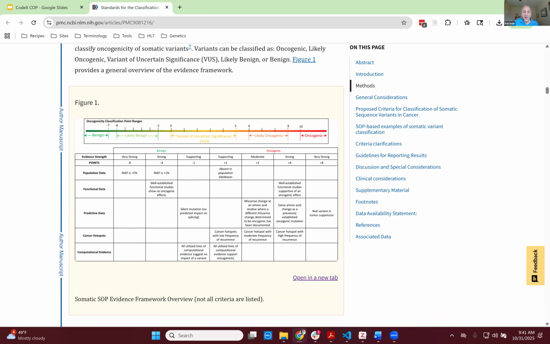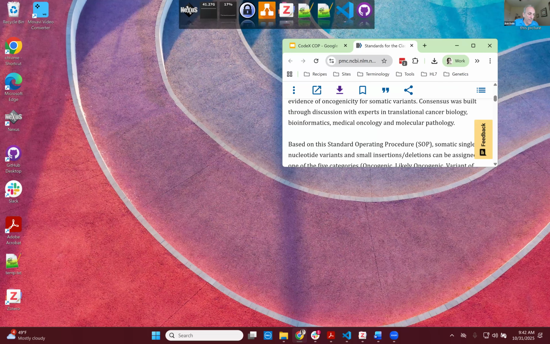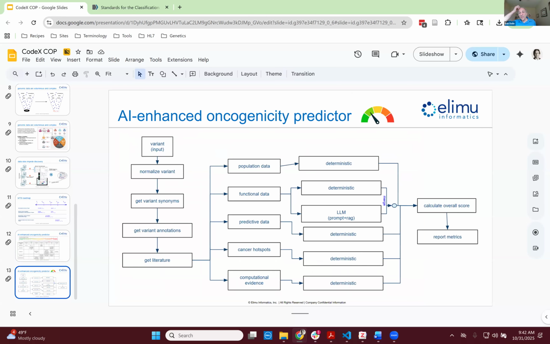How often is that variant present in the population? If it's very common, it's less likely to be oncogenic. If it's rare, it's more likely to be oncogenic. What about functional data? Does the literature show that when you deliberately induce this mutation into a test environment that it drives cancer? And then we have these other swim lanes. And so given that, it turns out that it's feasible to create an algorithm using that particular framework.